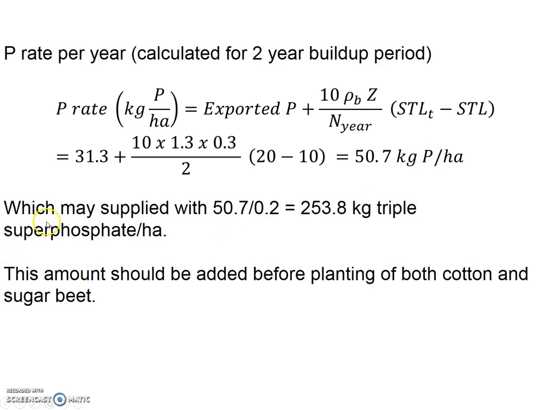This may be supplied using 253.8 kilograms of triple superphosphate per hectare, simply by dividing 50.7 by the concentration of phosphorus in superphosphate. This amount should be added before planting cotton or before planting sugar beets.